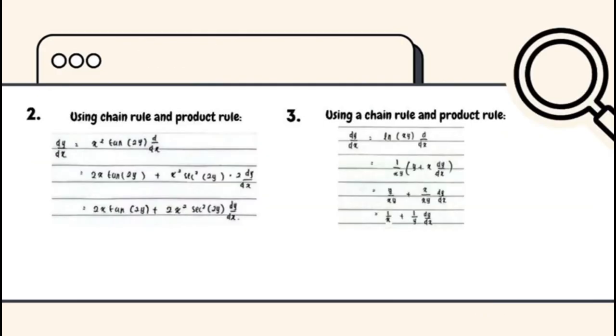The second term, x squared tan 2y, requires the product rule and chain rule, resulting in the expression minus the quantity of 2x times the tangent of 2y plus 2x squared times secant squared of 2y times dy over dx. The third term, ln xy differentiates to 1 over x plus 1 over y times dy over dx.